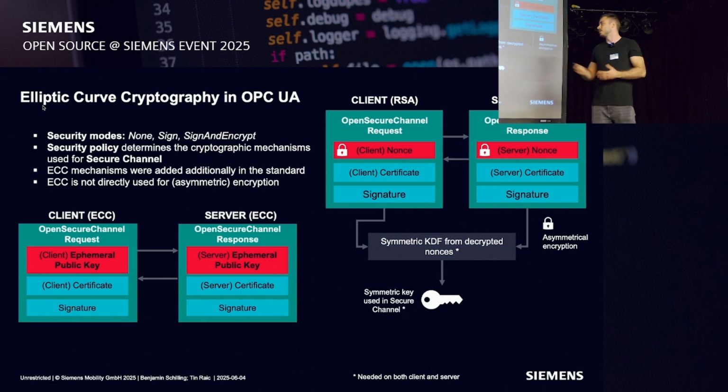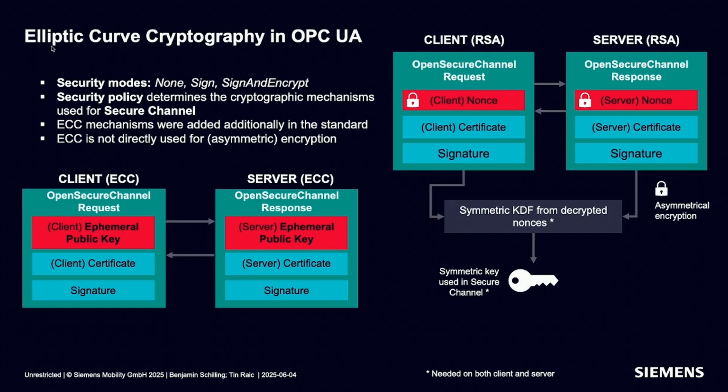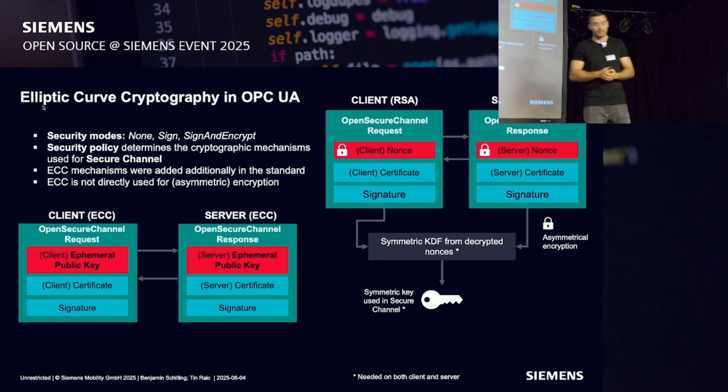With ECC, it's a bit different. We cannot use a nonce because we cannot asymmetrically encrypt it. Therefore, if we send it in plain text, someone might hear it and our secure channel is compromised and, well, not secure, right? So what we do, both client and server, they create an ephemeral or temporary key pair, and then they exchange the public part without protection. The name says it's a public key, so there is no need to protect it. And then each party, of course, also signs the message and includes the certificate.